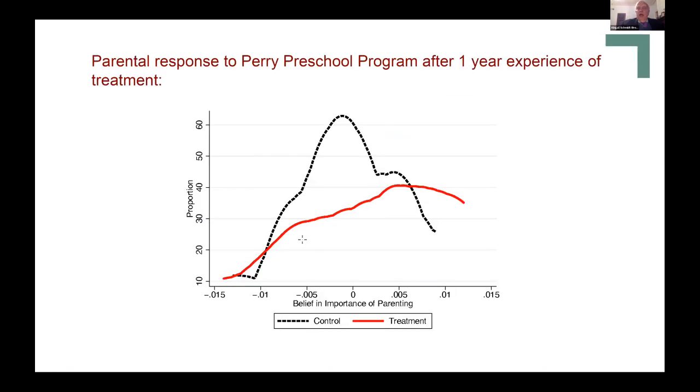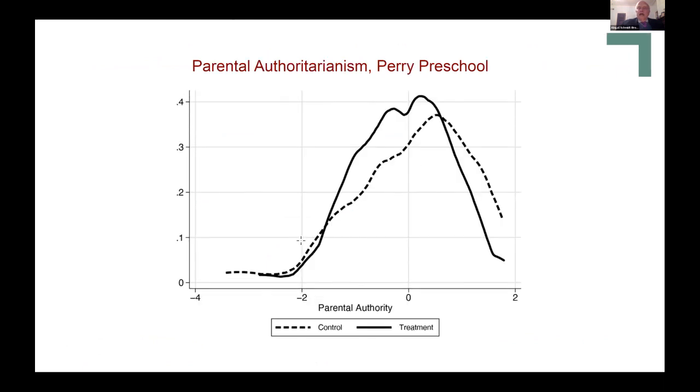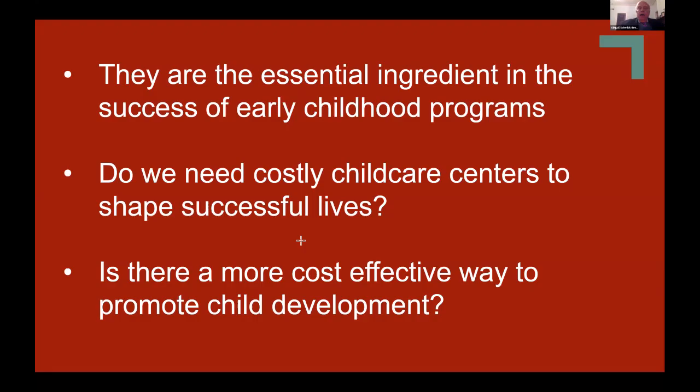And so what we see is a very strong parental response to treatment. Parents are warmer. They're less authoritarian. And what do we think is the important ingredient? How did this arise? There are many things going on in these programs. The children are taken there. They have nap hours. They go out to the museums. They go to zoos. They actually are read to. There's a whole series of activities these programs do.